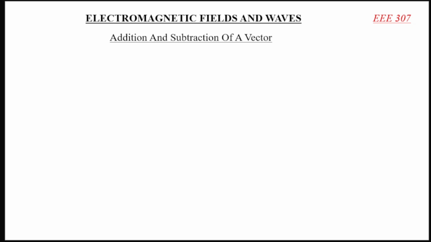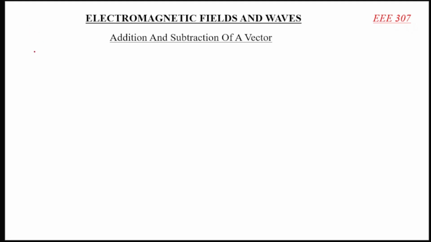Considering the addition and subtraction of two vectors, we are going to consider two vectors. Let's say vector A and vector B. What our interest will be, when we add two vectors, what are we going to arrive at? Are they commutative, or are they not commutative? That should be the question you ask yourself.